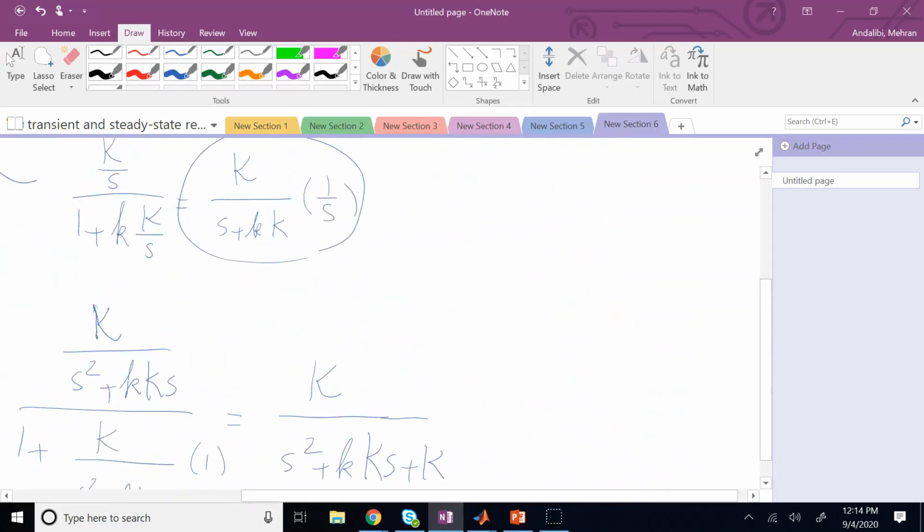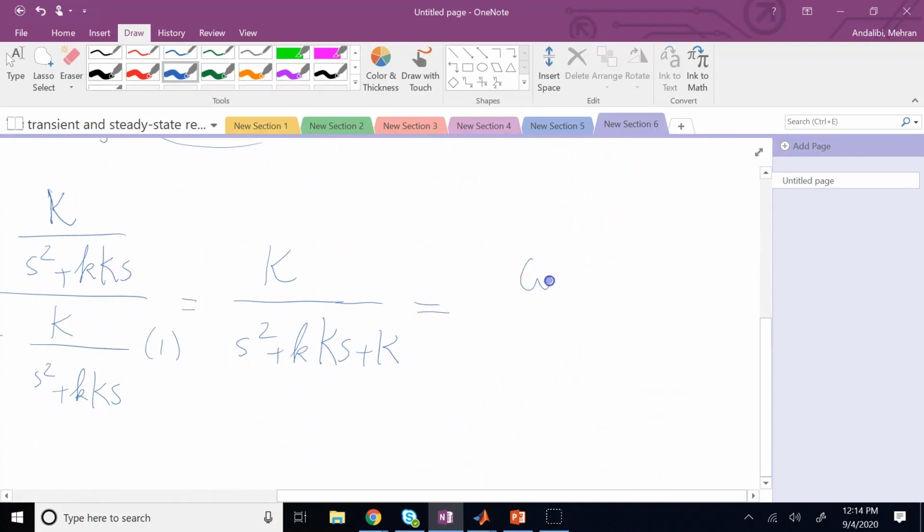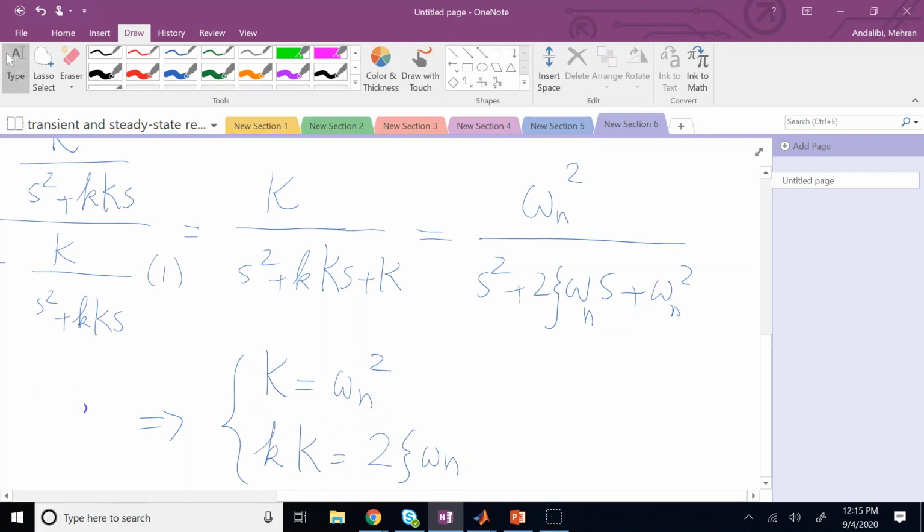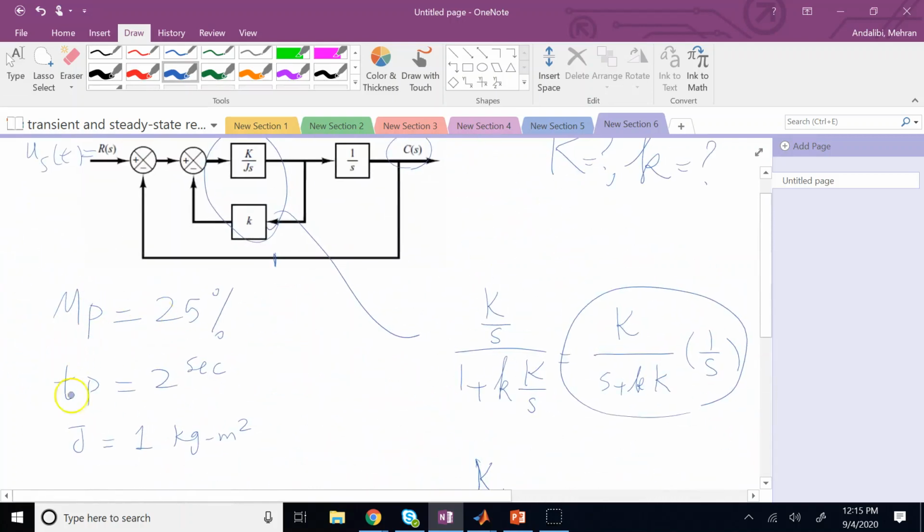And if you compare this against the standard form, omega n squared divided by S squared plus 2 zeta omega n S plus omega n squared, you clearly can see that your cap K is omega n squared, and then 2 zeta omega n is small k times cap K. Okay, so if I can find my zeta and omega n from the performance metrics, I plug them back here, I can find small k and cap K. Now, how do I find them? I find them from MP and TP.